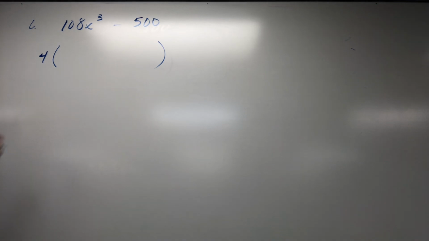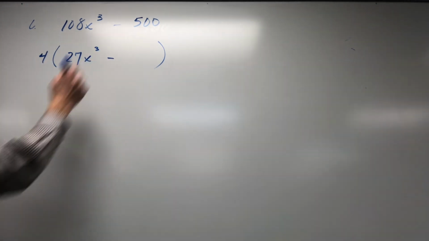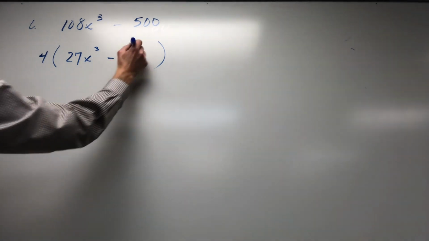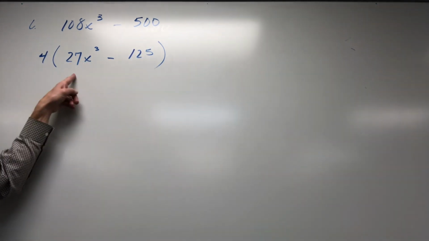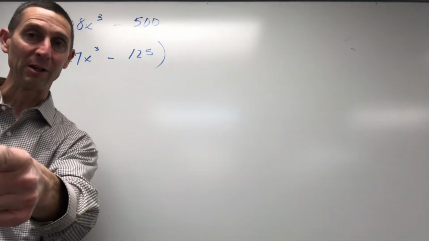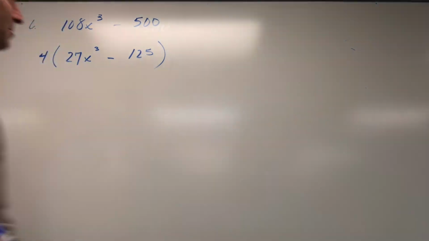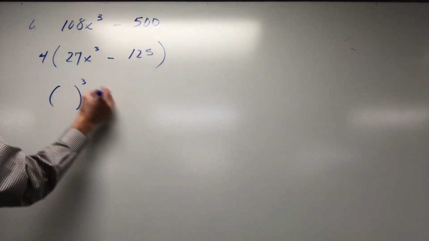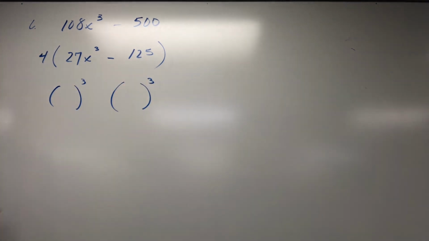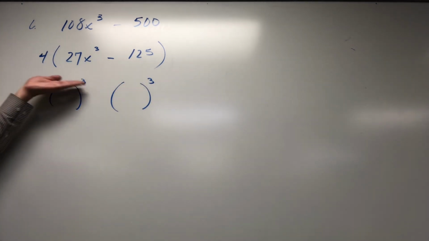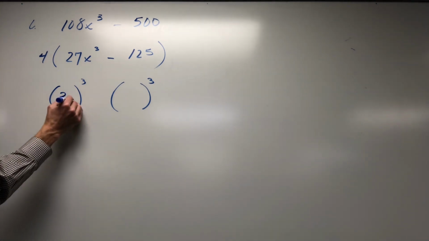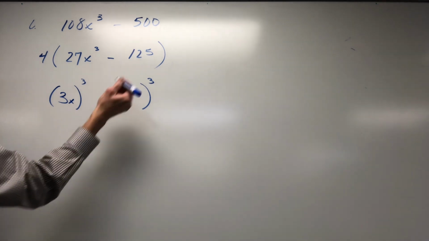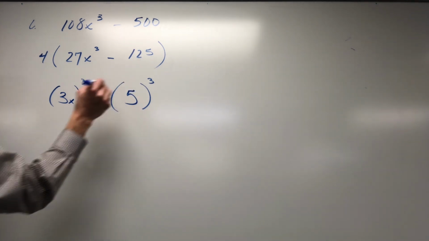So you take 108 divided by 4, that's 27. 500 divided by 4, that's 125. And wouldn't you know it, 27 and 125, both are cubes. Both are perfect cubes. Let's go. 27, 125. So what number to the third power gives me 27? Cube root of 27? That's going to be a 3. Here's your x. And you're like, oh, 125, of course that's a 5.